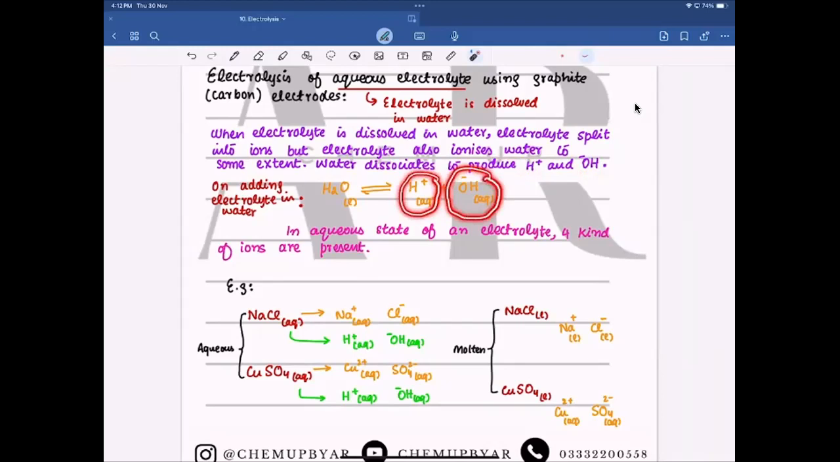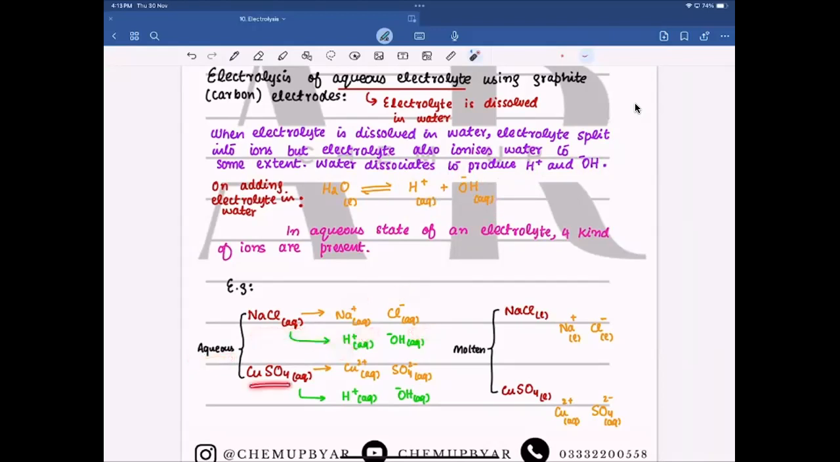Okay, is this clear? So, for example, now there is an aqueous electrolyte, sodium chloride. In this aqueous sodium chloride, we have a sodium ion and chloride ion. But besides this sodium ion and chloride ion, as it is aqueous, it has hydrogen ions and hydroxide ions as well. Is this understandable?